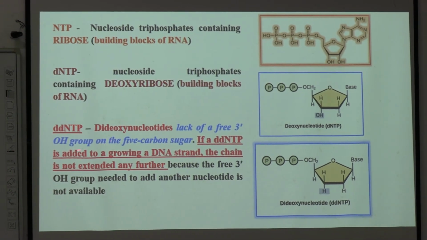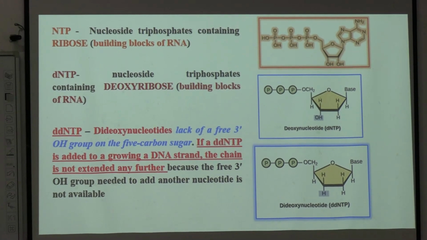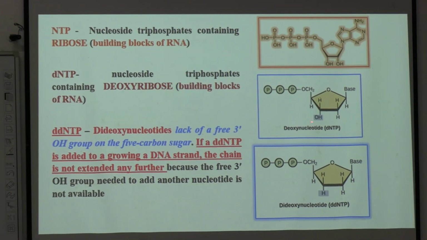ddNTP, you note down here. These are dideoxynucleotides. Perhaps you have not read it in class 12. So here you see there is a hydroxyl group here, and this hydroxyl group is conspicuously absent here. So there are 2 dideoxy. Normally when chain elongation occurs during DNA replication, the presence of this hydroxyl group is a must. If that hydroxyl group is not present, chain termination will occur. The chain will no longer be able to extend.